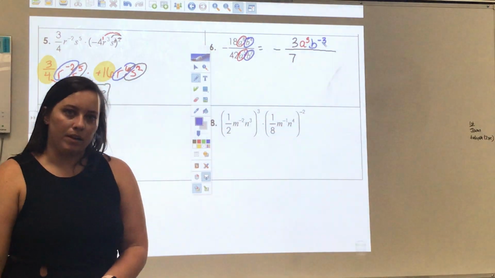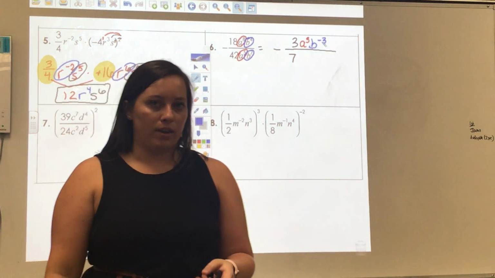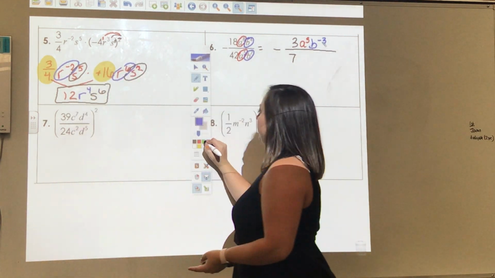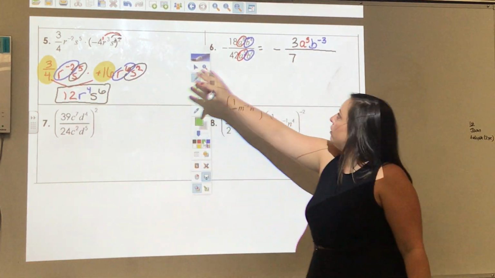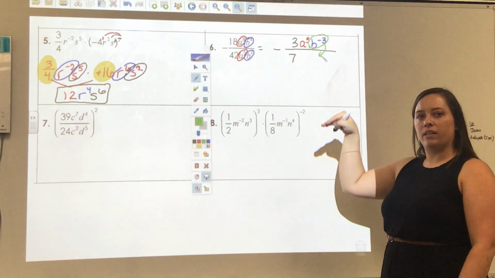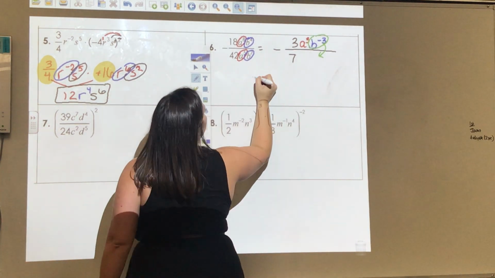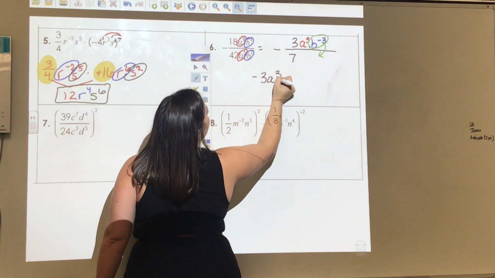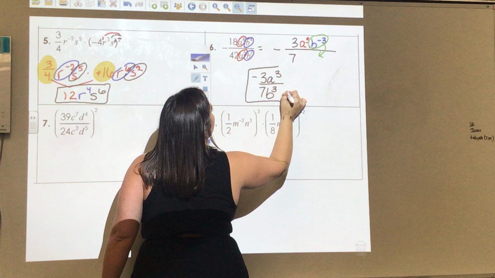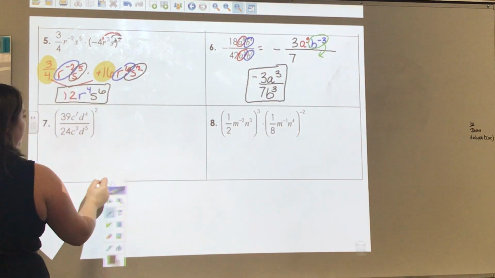Now we can't stop there because when you are simplifying monomials, you cannot have any negative exponents. So we have to simplify that negative exponent. So the rule here, if you remember I was writing it over here, we need to move this guy to the bottom. When I move him to the bottom, he becomes positive. So now my final answer, -3a to the 3rd over 7b to the 3rd. Almost done.